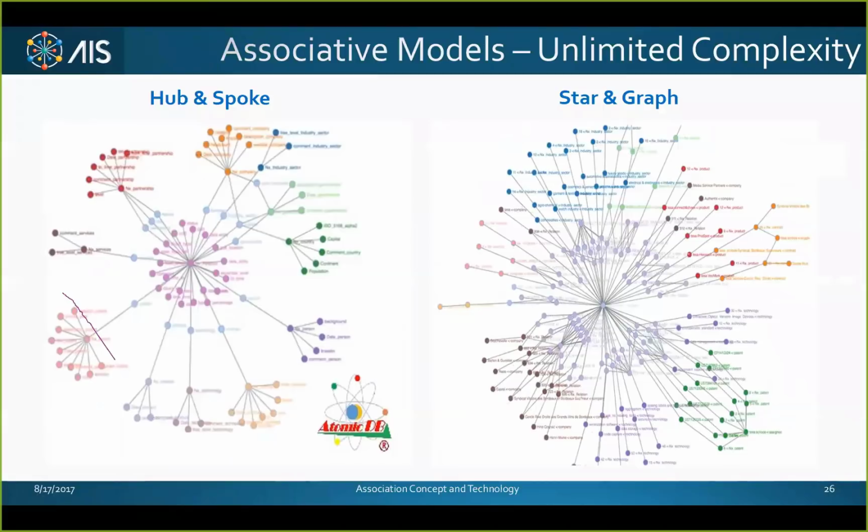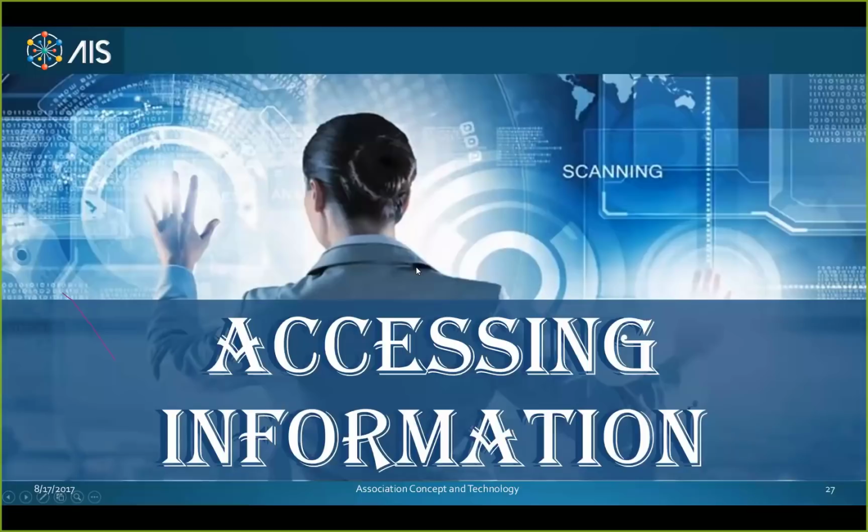So the associative model, by definition, is unlimited complexity. You can create a hub and a spoke. This is a collection of data, a collection of data. Each of these is a collection of data. But as you can see, you have a central hub, and you can have spokes, which in turn can have spokes. Over here, it's a distributed model where there's a central spoke at this one, but it's a different type of hub. It's a different type of spoke model. Each can have an additional spoke.